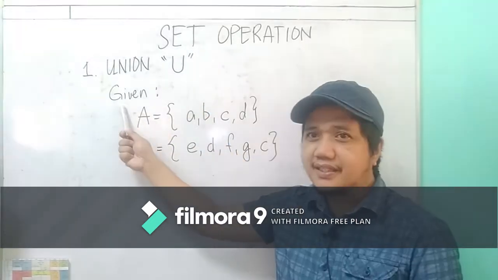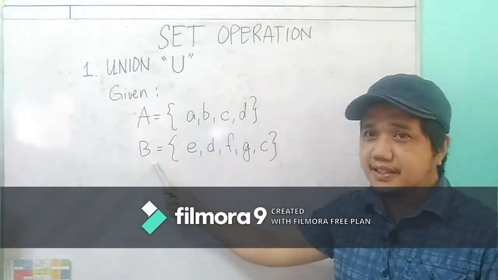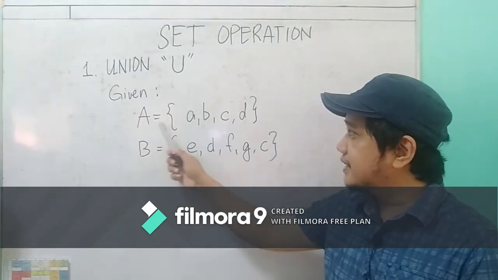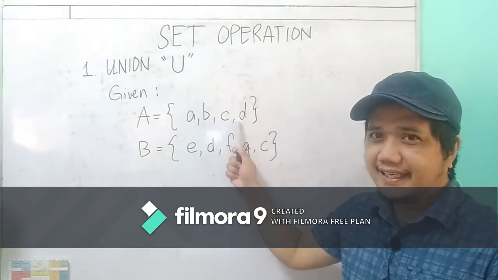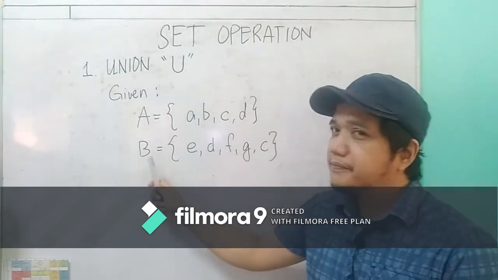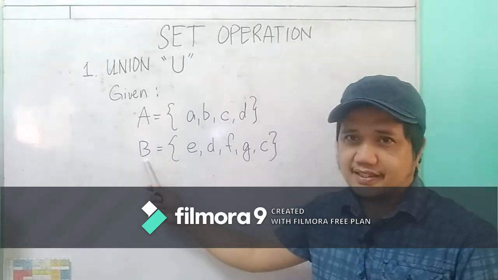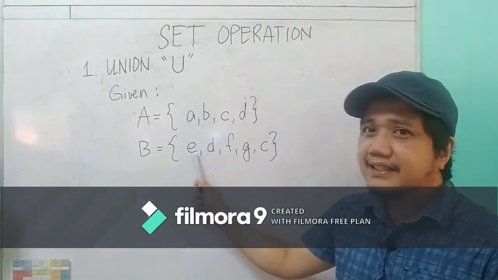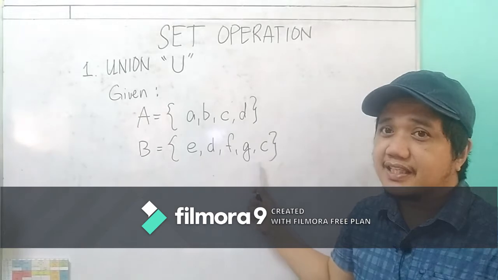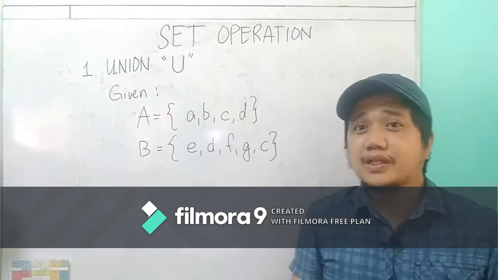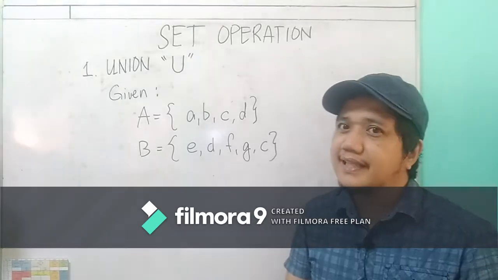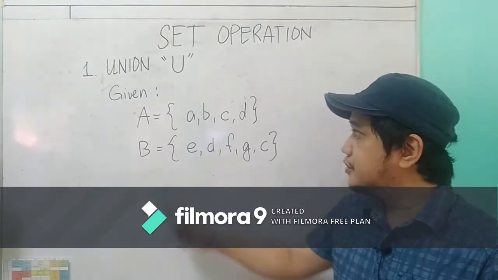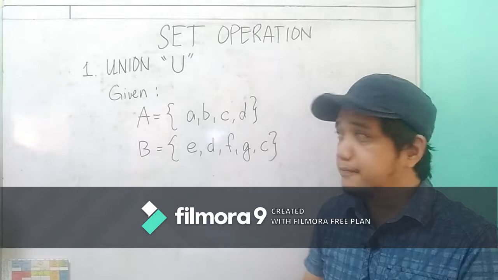And we have the given, the set A and the set B. Set A is represented by the elements A, B, C, and D. And set B is represented by the elements E, D, F, G, and C. So what we're going to do now is to get the elements of the union of A and B.